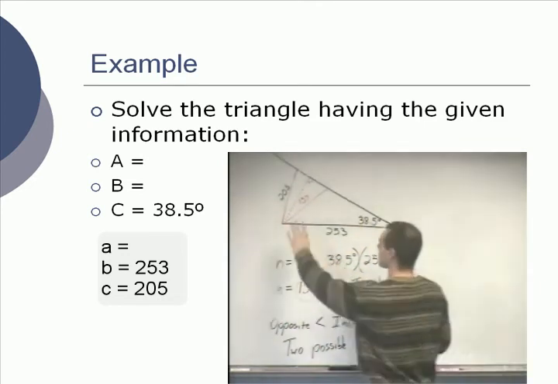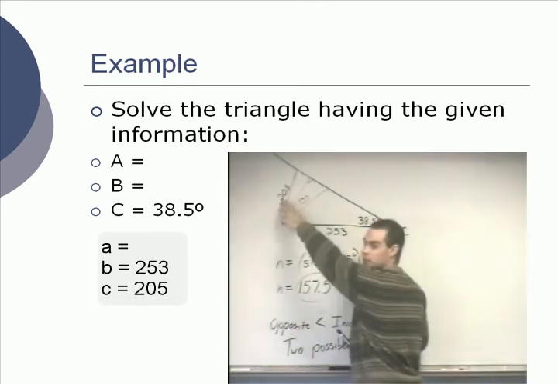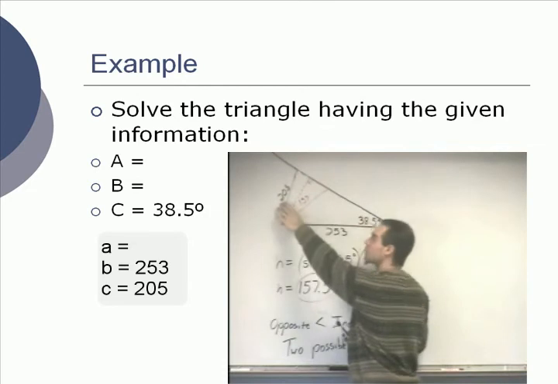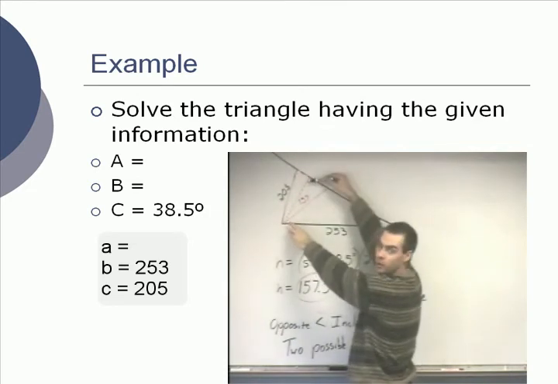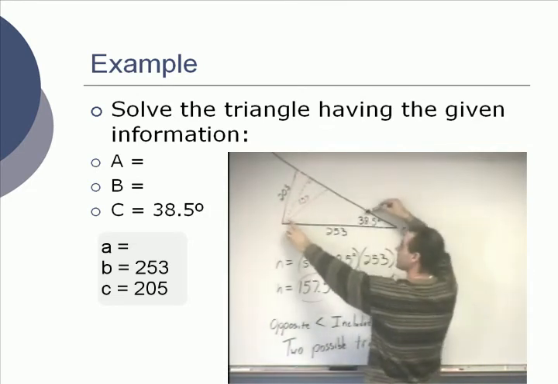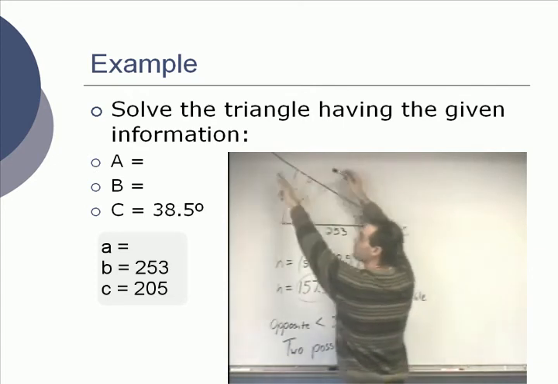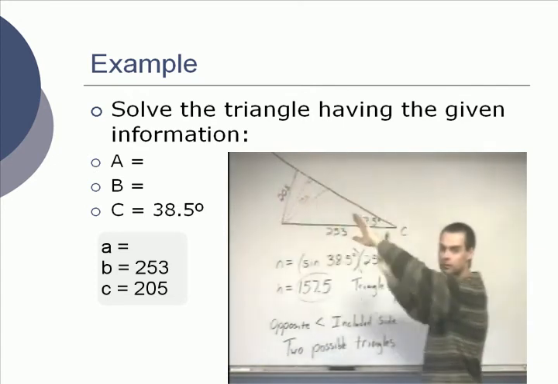What if our opposite side would have been 270? If the opposite side was 270, it's still long enough to form a triangle, but would it fit to fold in here? And so it could only fold out. We'd only have one possible triangle.